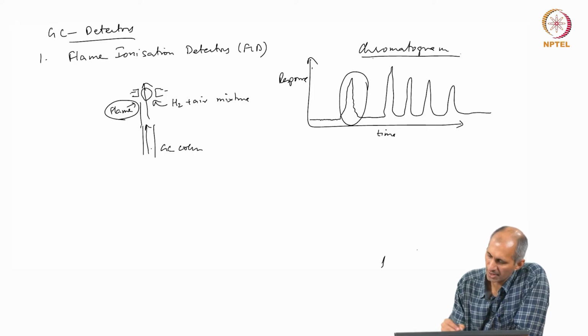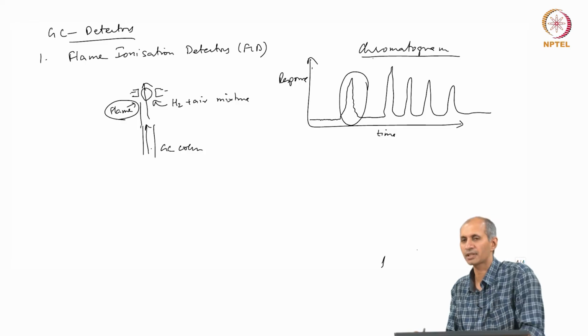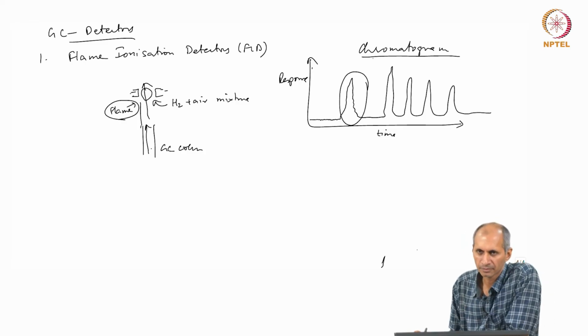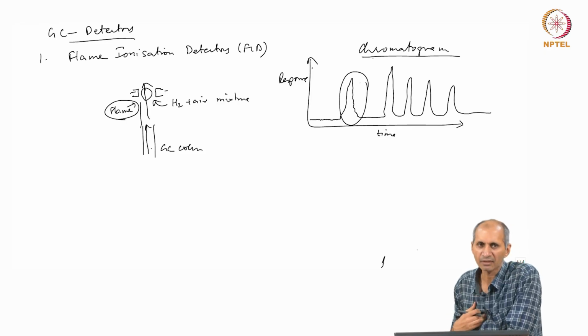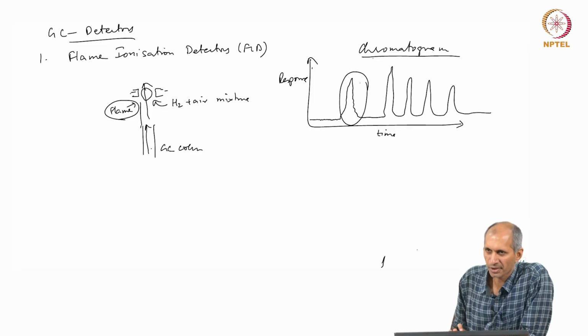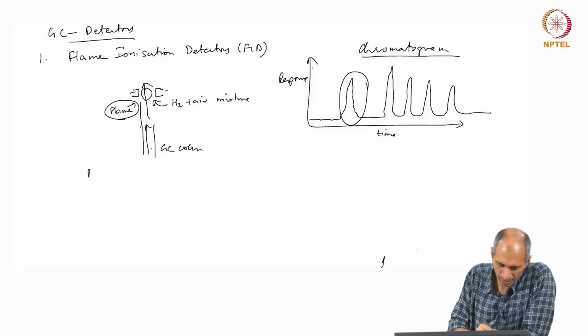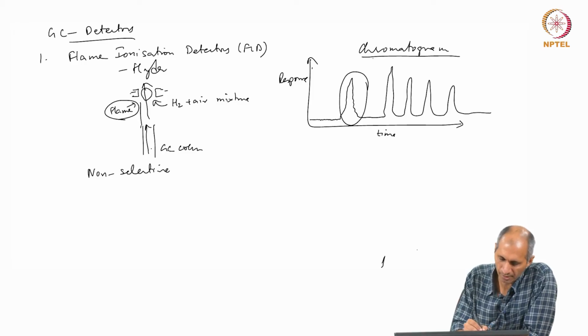The chromatogram is the record of the signal as a function of time as the compounds come out of a detector. Now, the FID does not care what the compound is, as long as there is something burning. This is what we call a non-selective detector. The only selection it does is if it is a hydrocarbon or not.